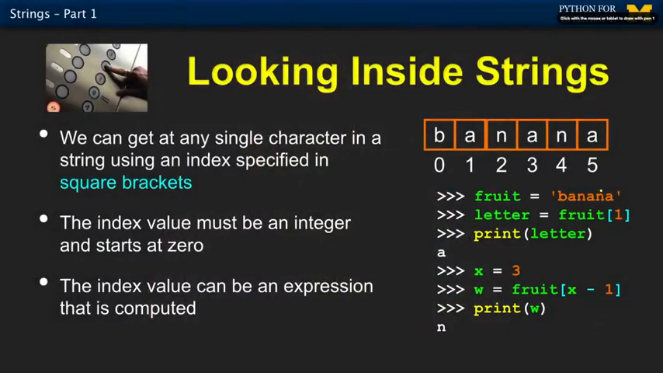We have this string banana, which is 6 characters, and we stick it in fruit. If we look in fruit, you can actually pull each character out. We call this the index operator, and the square brackets are the index operator. I pronounce this sub, so that's fruit sub 1.